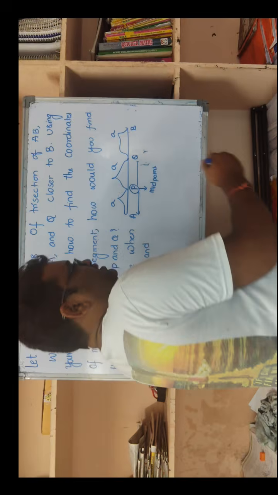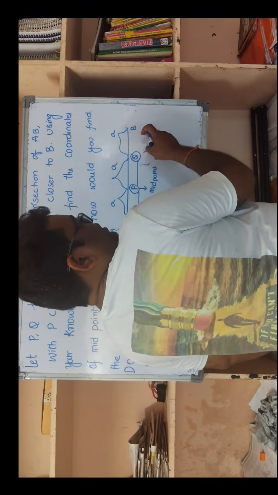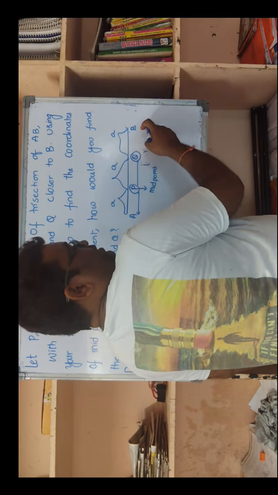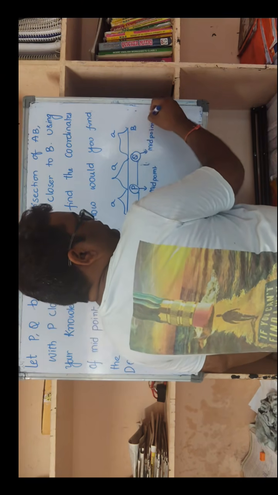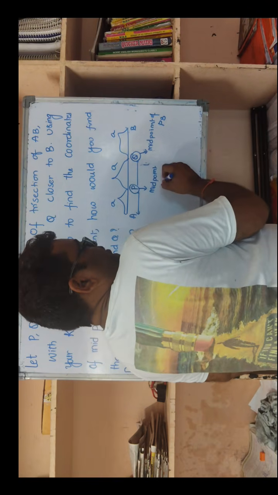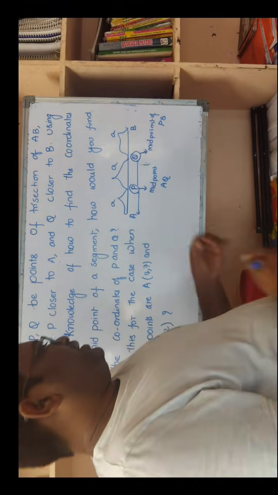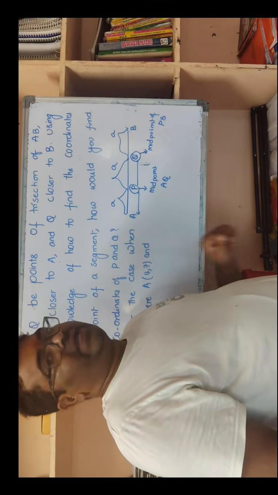And look at another one. Q is equidistant from P and B. That means Q acts as the midpoint. Midpoint of what? Midpoint of PB. And P is the midpoint of AQ. By this hint, we can solve this problem, or we can find out the coordinates of P and Q.